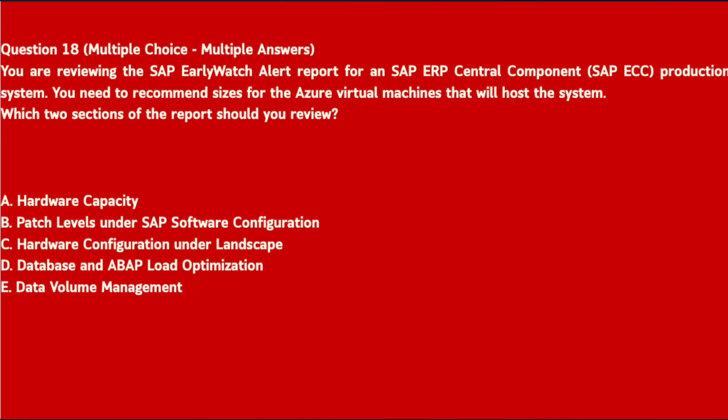You are reviewing an SAP EarlyWatch Alert report for an SAP ERP Central Component, SAP ECC, production system. You need to recommend sizes for the virtual machines that will host the system. Which two sections of the report should you review? Hardware capacity, patch level under SAP software configuration, hardware configuration under landscape, database and ABAP load optimization, data volume management.